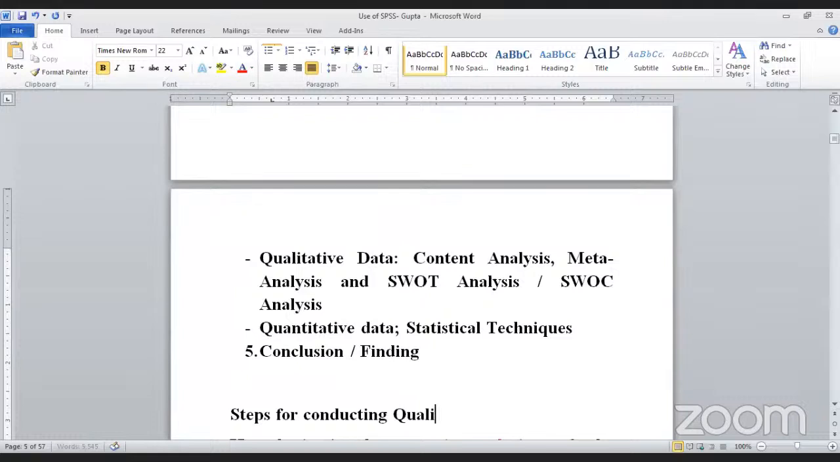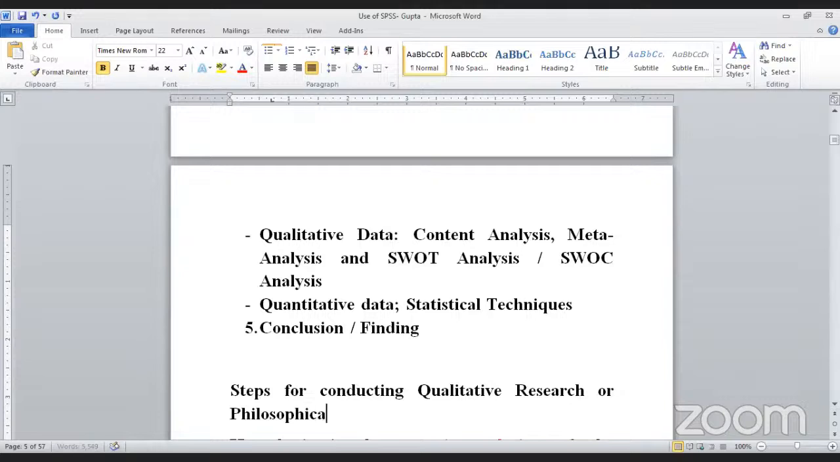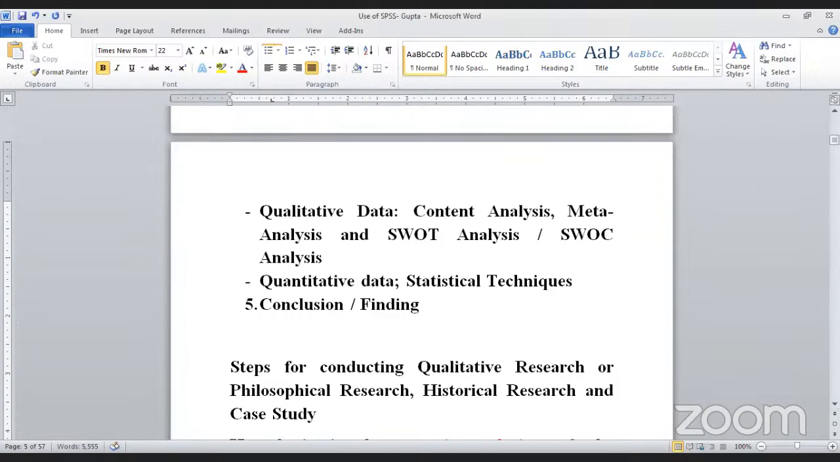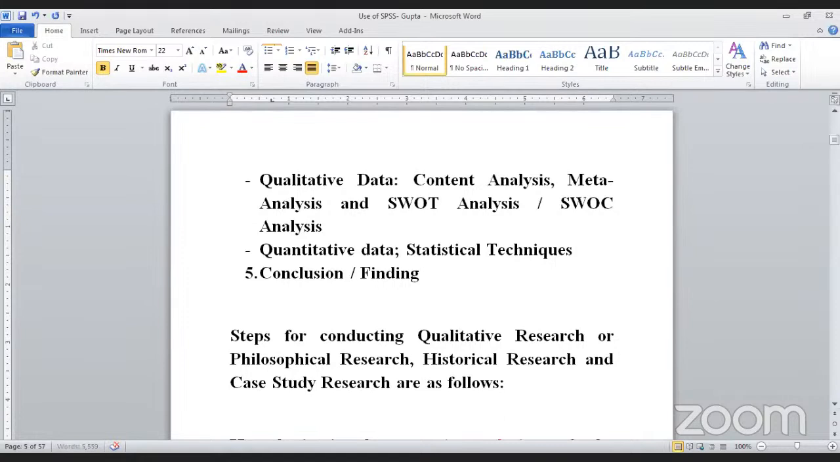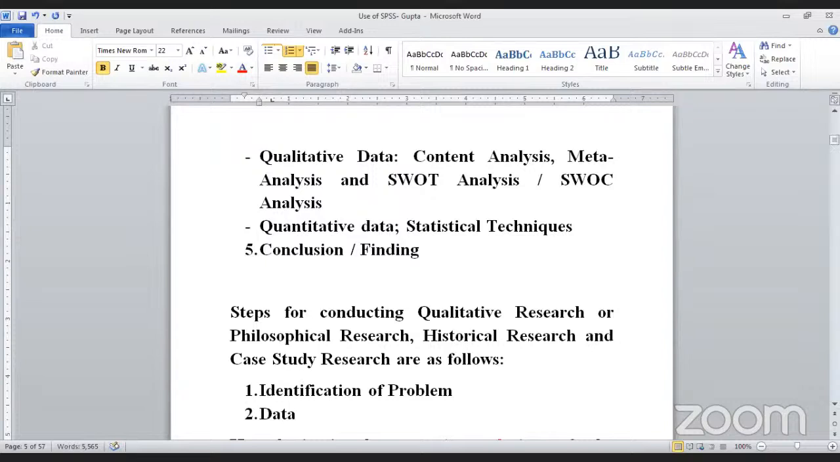But the steps for conducting qualitative research or philosophical research, historical research, and case study research are as follows. One is identification of problem. Then another will be the data collection.